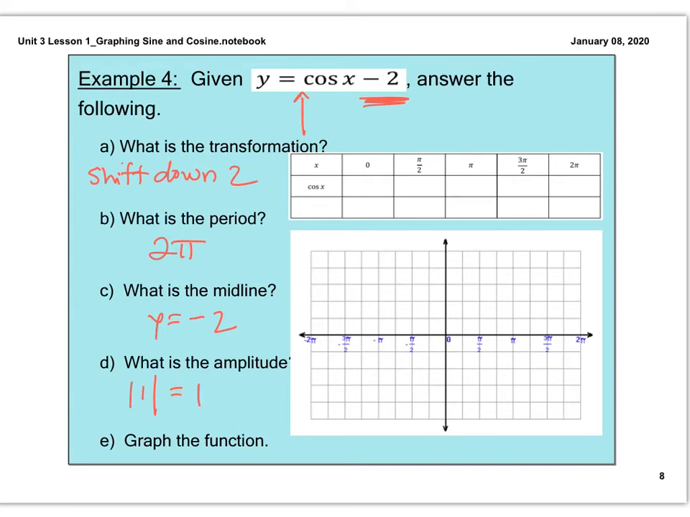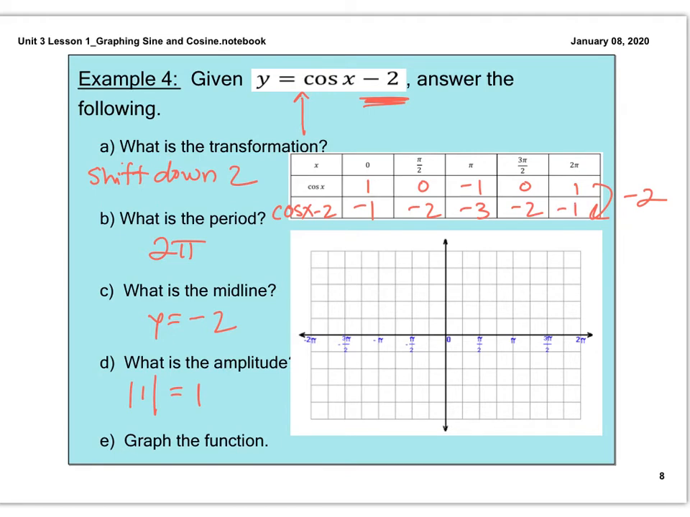Okay, think of your normal cosine values. At 0 radians, the cosine is 1. Pi over 2, it's 0. Pi, it's -1. 3 pi over 2 is 0. And if you're back at 2 pi, it's 1 again. Now what we have to do is shift this down. So to get our new points for cosine x minus 2, we're going to have to take all of these values and subtract 2 from them. So 1 minus 2 is -1. -2, -3, -2, and -1. All right, let's try to graph this.